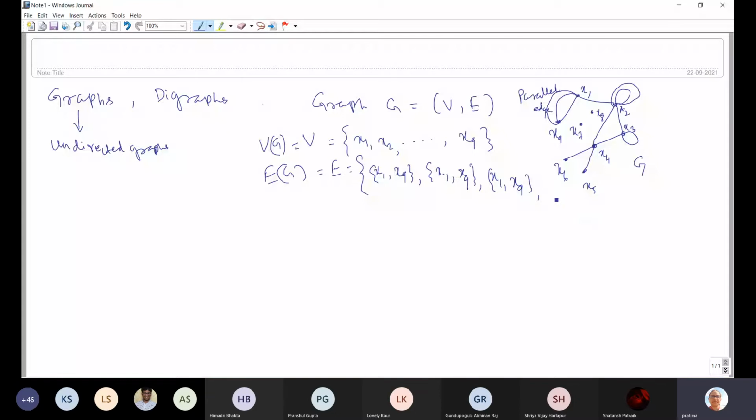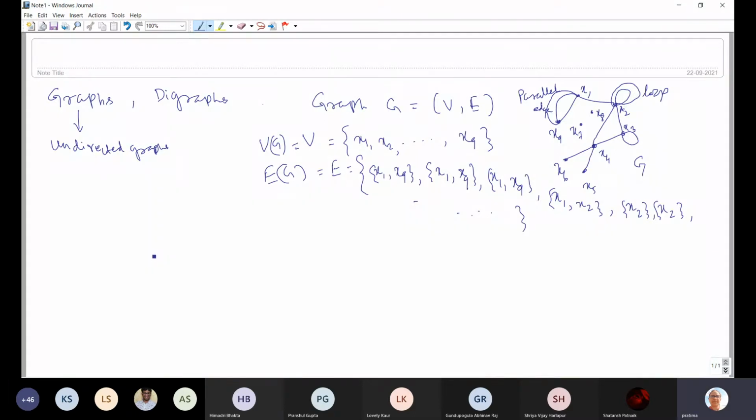For these edges, x1 x2 is also an edge, and at x2 we have this self loop. Such an edge consists of only one element of the vertex set, x2, appearing twice. It is actually repeating. So this is a self loop, or simply we say a loop. Like this, note down all the edges in the edge set of this graph.